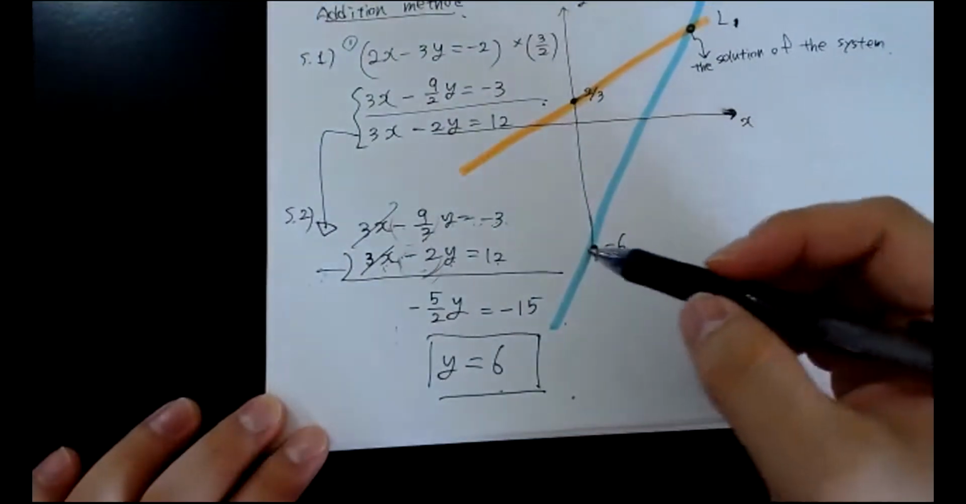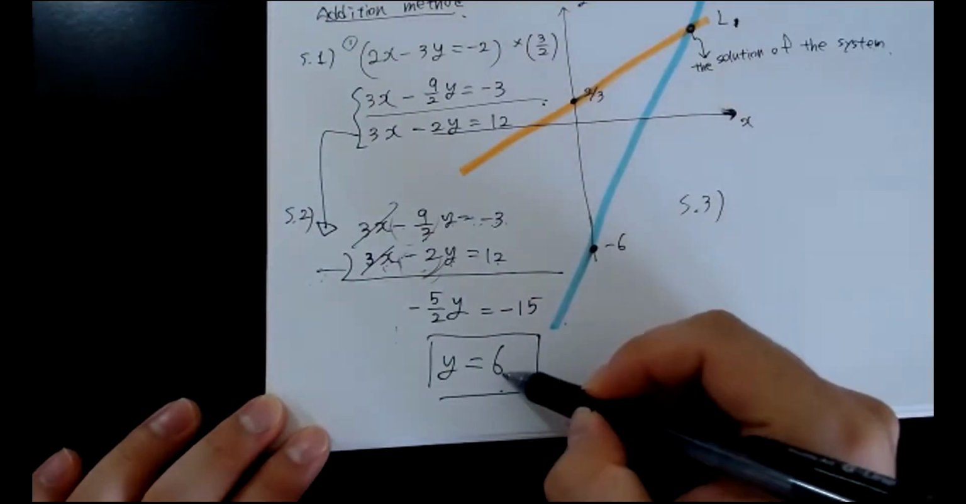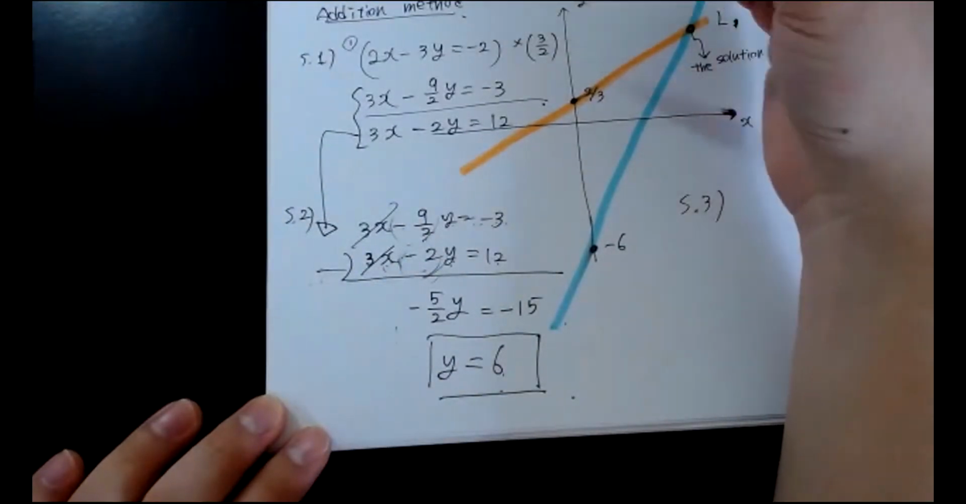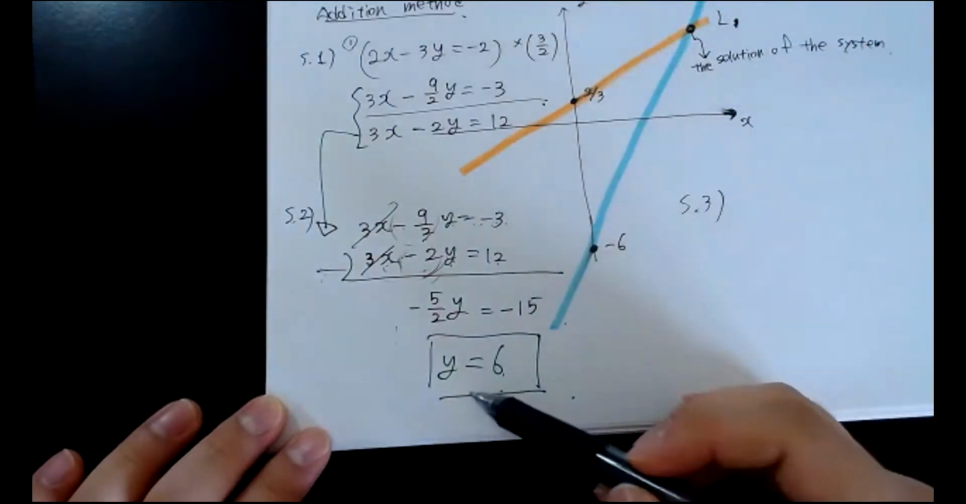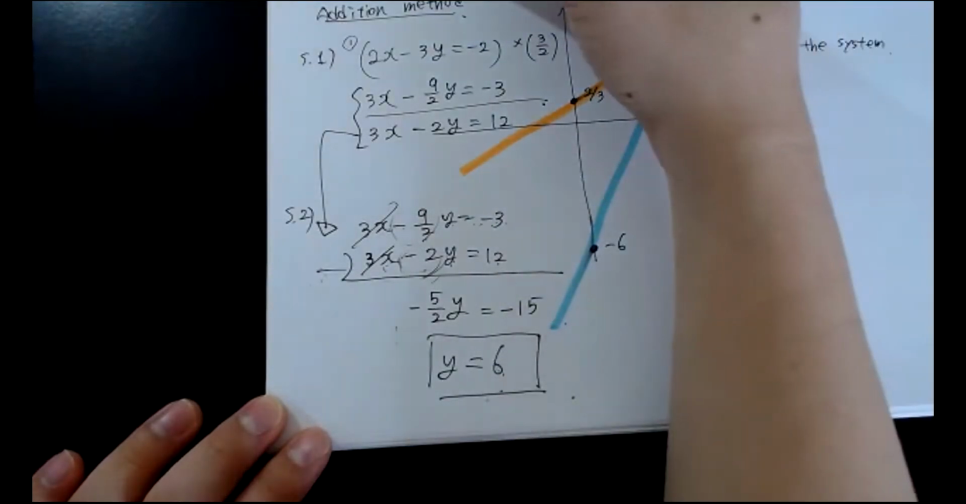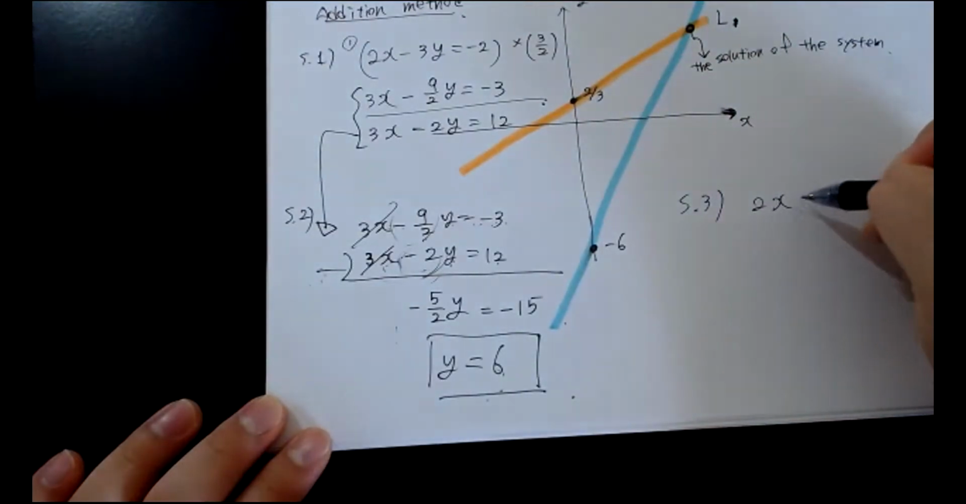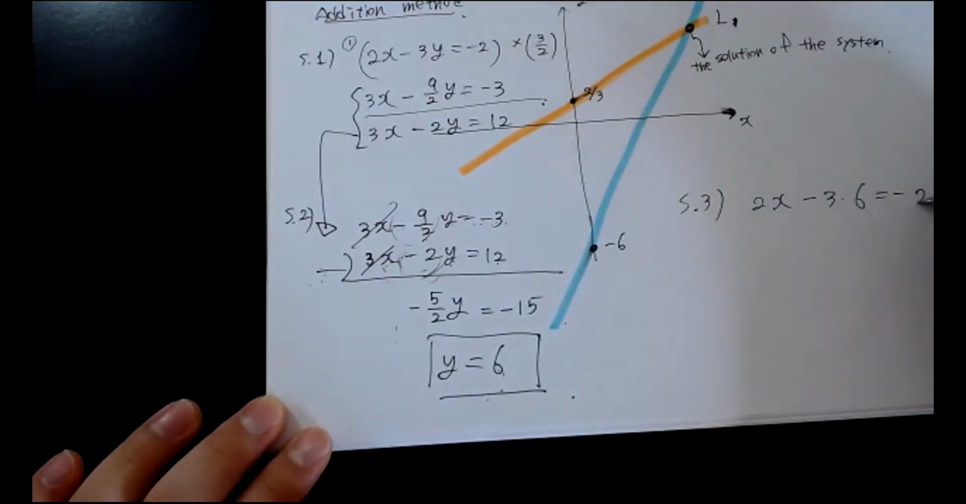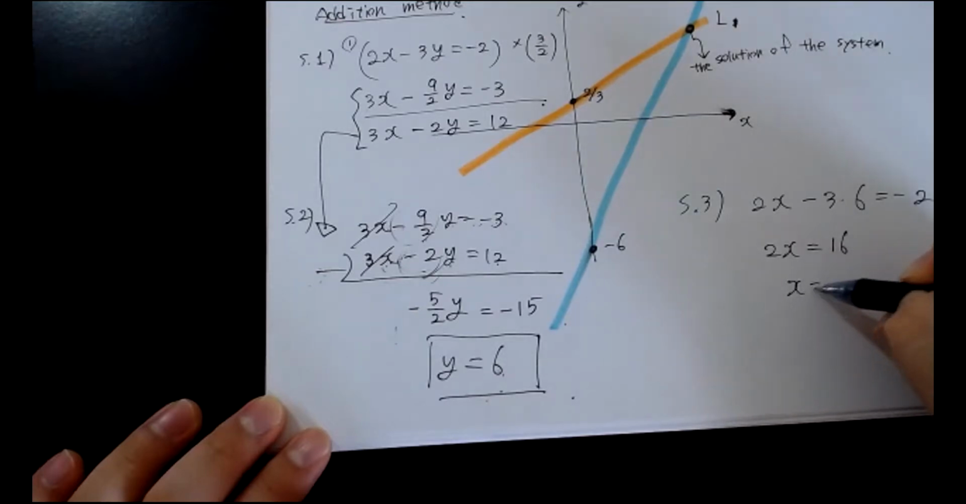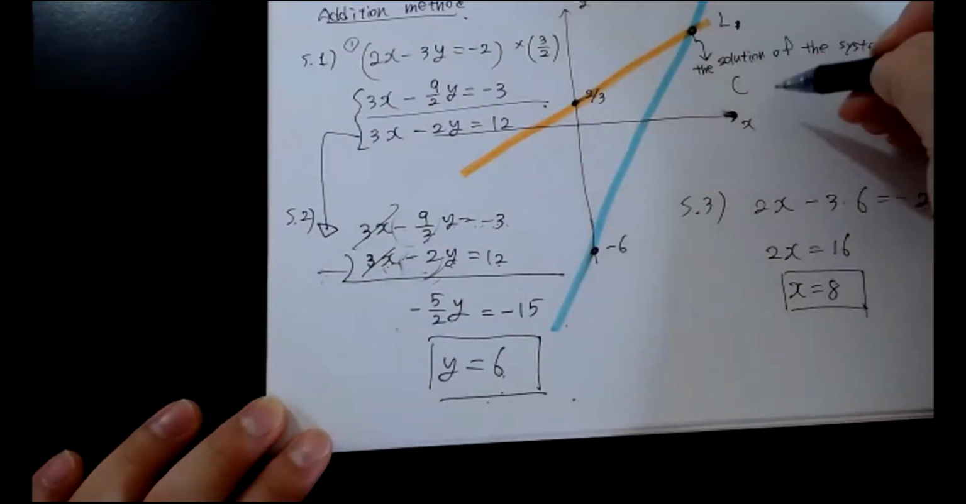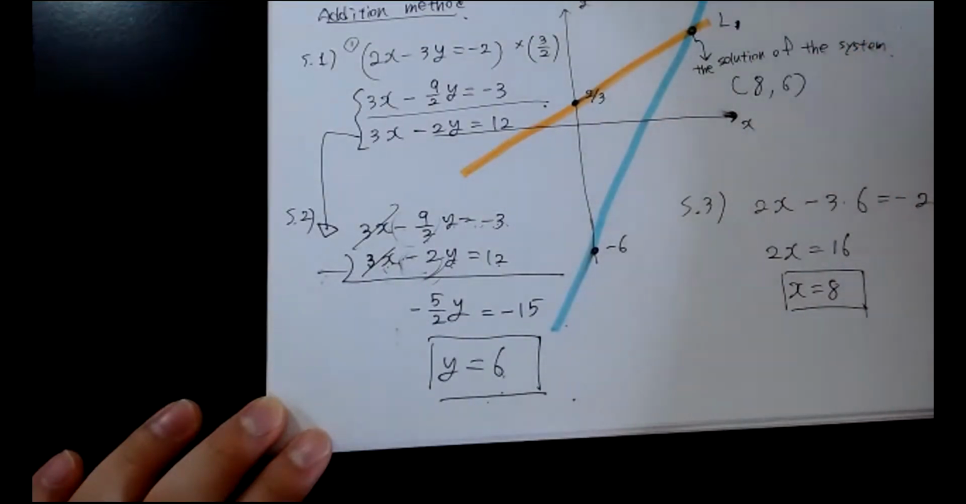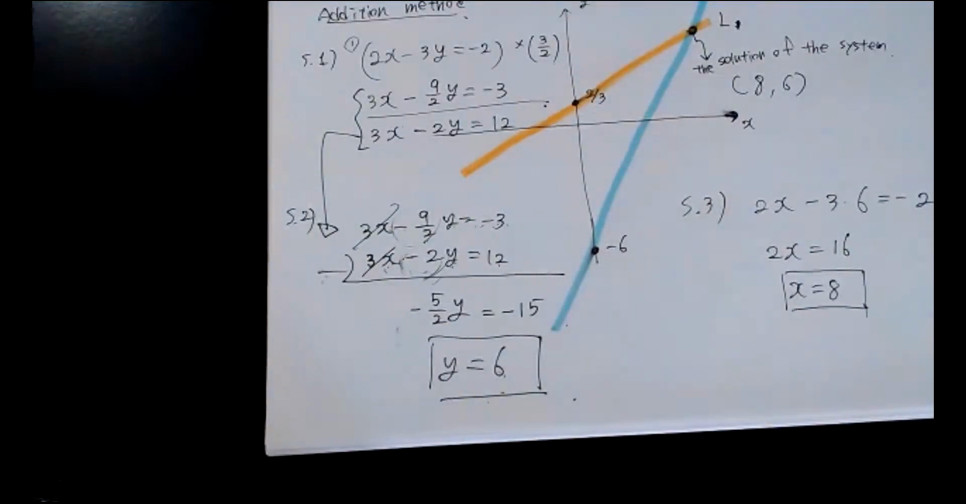So now step 3, we just plug in 6 into either equation, first or second, to figure out the x coordinate corresponding to y coordinate 6. I'm going to plug 6 into the first equation. So you're going to get 2x minus 3 times 6 is equal to negative 2. So 2x is equal to 16, right? So x is equal to 8. Now you figured out that the coordinate of this point is 8, 6. So the system has only one solution, so the system must be consistent and independent.